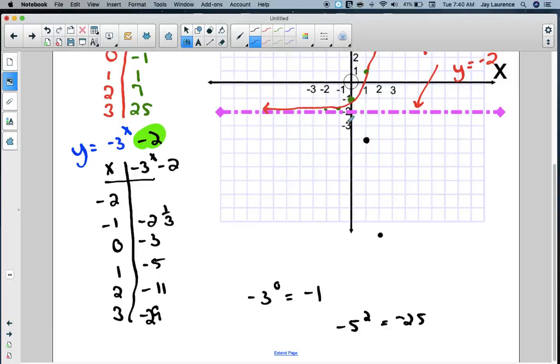So negative 1 is at negative 2 1/3. And look at this, all my points are below this line, the asymptote. All right, when I put negative 2 in there, I'm going to get 1/9. I'm going to get negative 2 and 1/9. So I'm getting closer and closer to negative 2, just like I was, except I'm approaching it from the bottom. Okay, same asymptote.